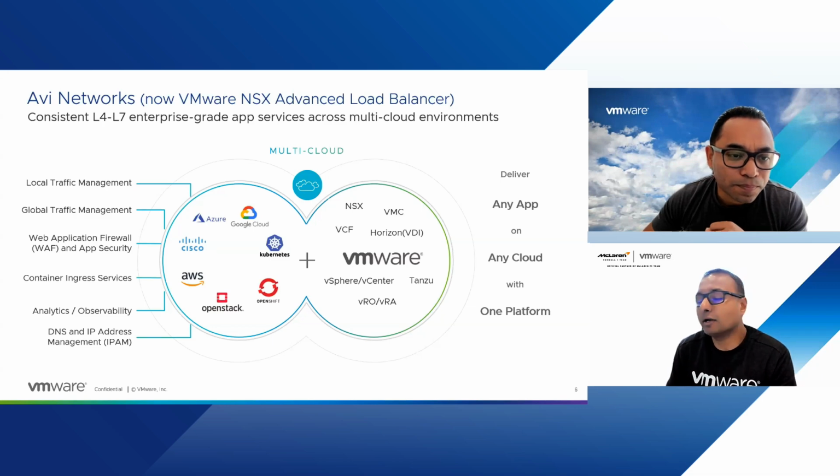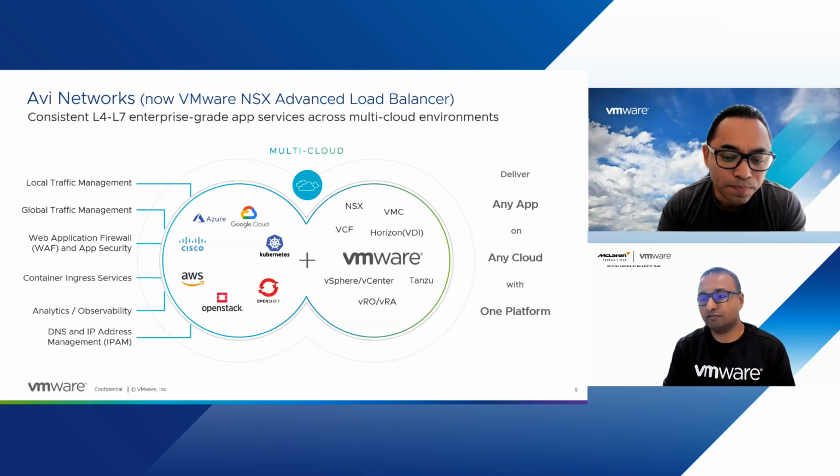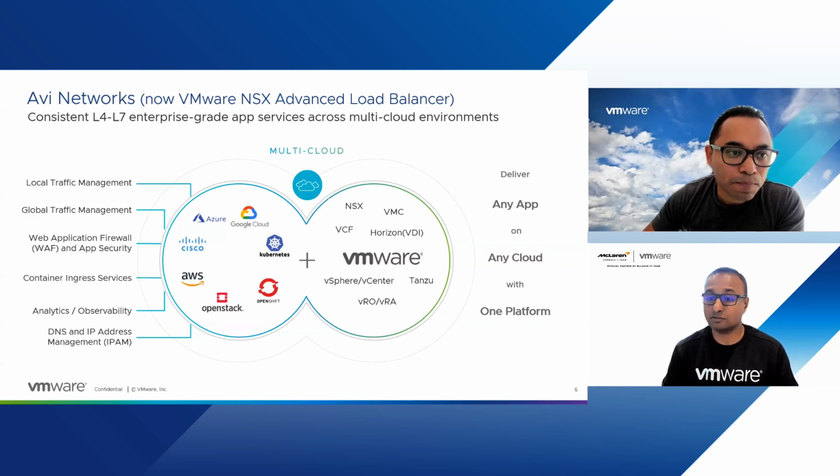VMware actually acquired AVI Networks in 2019. AVI is a software-defined load balancer, which provides consistent layer 4 to layer 7 enterprise-grade application services across multi-cloud. It is built on a software-defined architecture, and AVI was born in 2012. And in 2019, VMware looked at the great capabilities that AVI has in delivering applications across multi-cloud platforms.